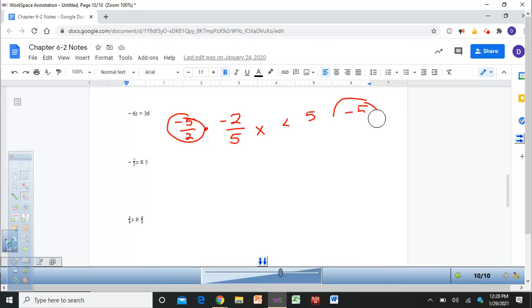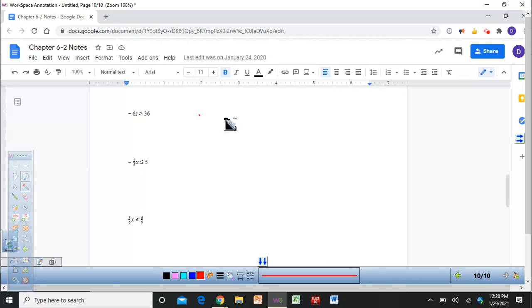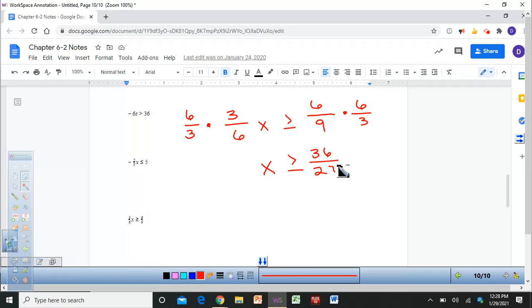Okay, same thing on the next one. So if we look at the next one, it says 3 over 6 x is greater than or equal to 6 over 9. You have to multiply both sides by the reciprocal when you're dealing with fractions. So you just flip your fraction and multiply that on both sides. And when you do that, you're going to get top times top, 36, bottom times bottom, 27, and then you just check to see if you can simplify. Can I simplify 36 over 27? Yes. I get 12 over 9, which I can simplify down again to get 4 over 3.